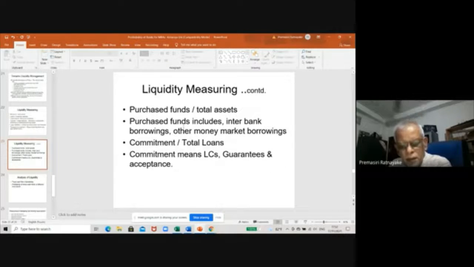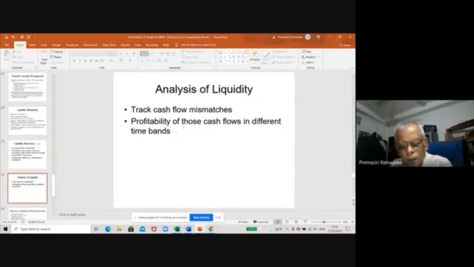Purchase funds to total assets. Purchase funds include interbank borrowings and other money market borrowings. Then commitments to total loans. Commitment meaning letters of credit, guarantees, and acceptances. Analysis of liquidity: track cash flow mismatches and profitability of those cash flows in different time bands.